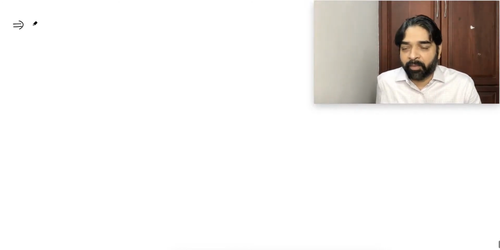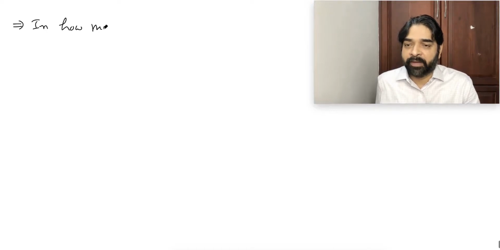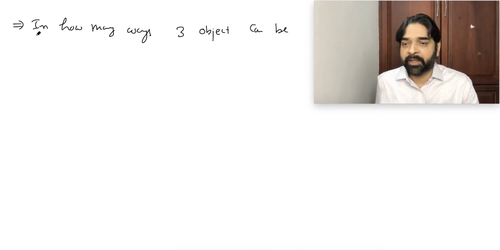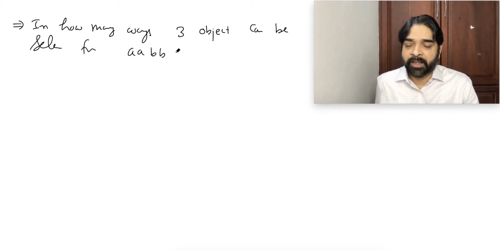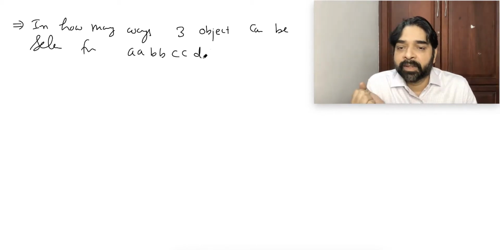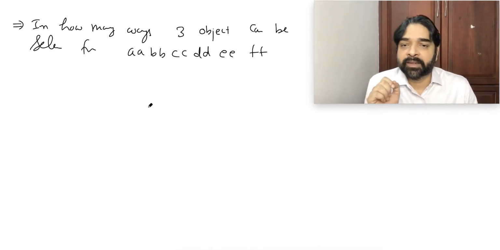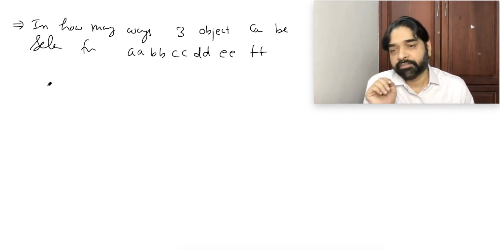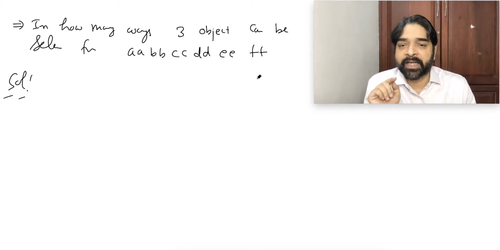Listen to me carefully. If a question is coming, let's make it a simple question. In how many ways can 3 objects be selected from AA, BB, CC, DD, EE, FF? Correct? I want to select 3 objects. That's all. Very simple.